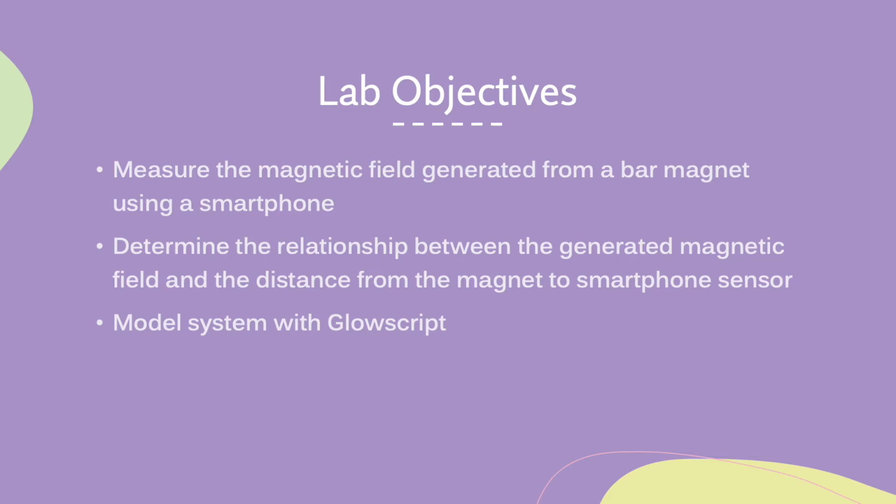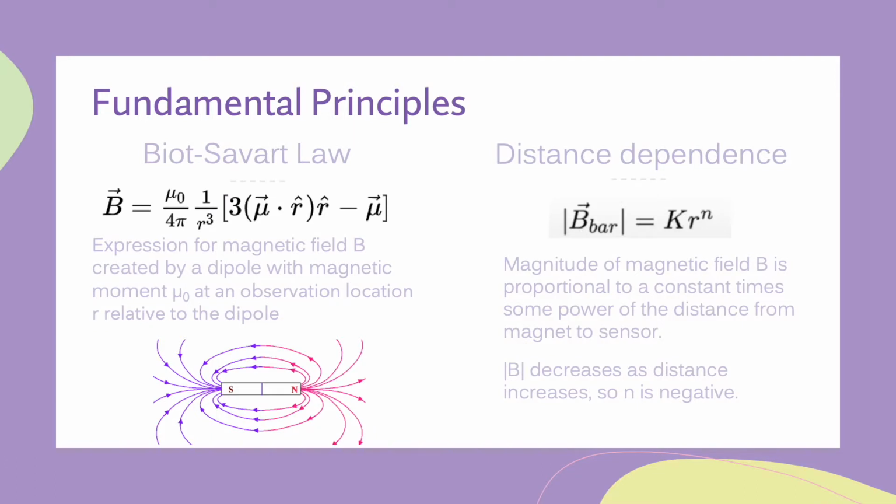field system with Glowscript. The first important principle in this lab is the Biot-Savart law, which describes the magnetic field generated by a constant electric current. Specifically, we will be using the expression for magnetic field B created by a dipole with magnetic moment theta naught at an observation location R relative to the magnetic dipole.